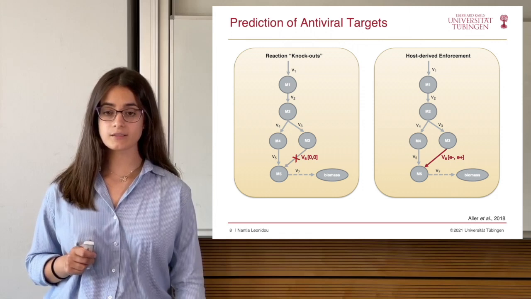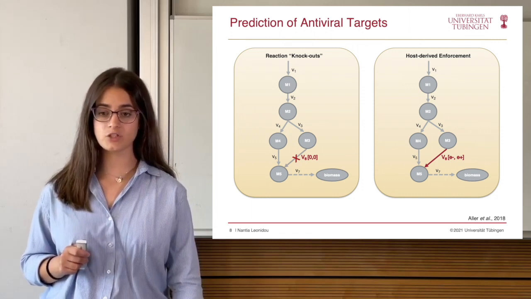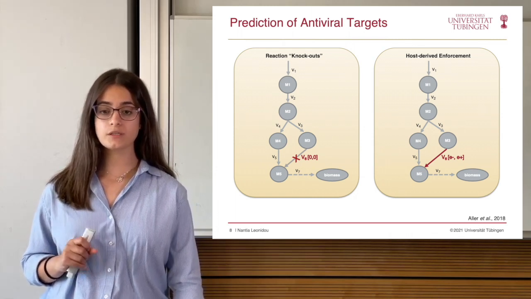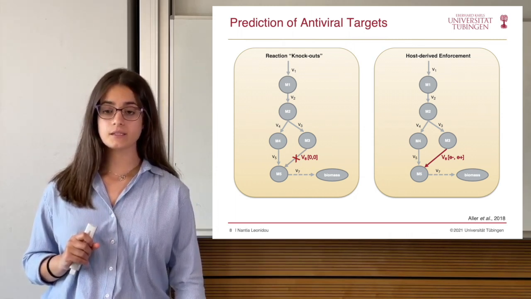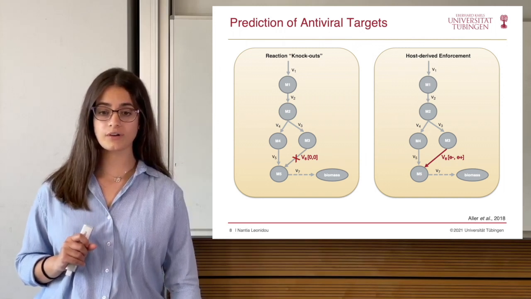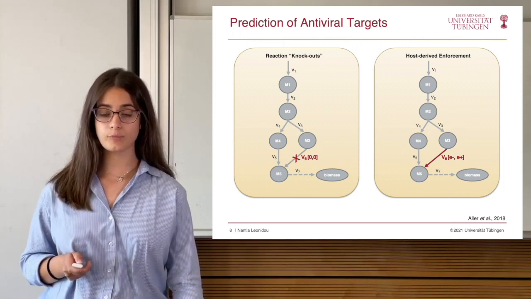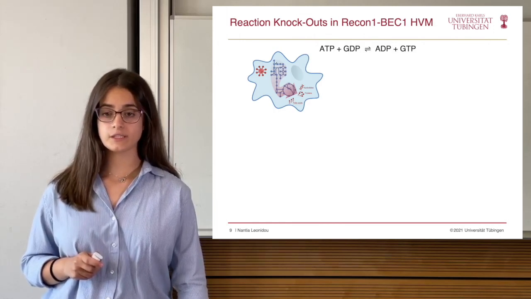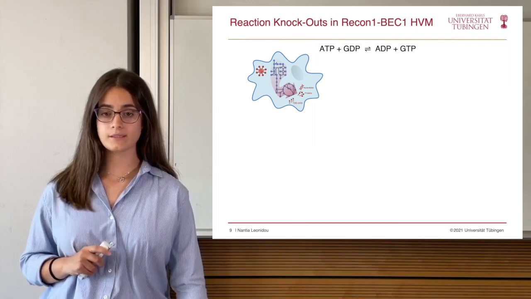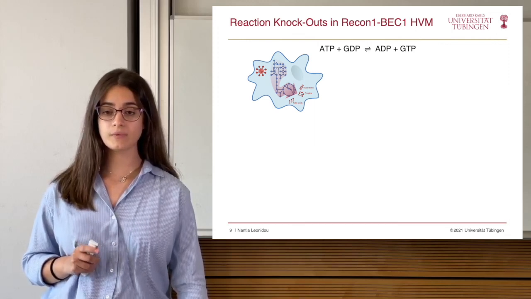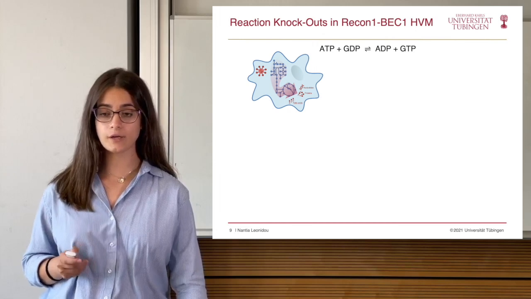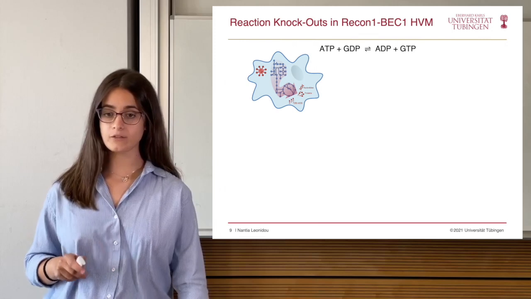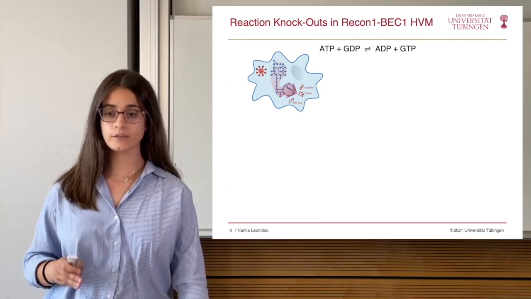Here the reaction fluxes are constrained to FEA-derived ranges, allowing the maintenance of the host optimal state while reducing the virus's growth. Thus, each reaction in the Recon1-BEC1 host virus model was analyzed using both approaches. Single reaction deletions in our integrated model revealed exactly one target enzyme that inhibits the viral growth, namely the nucleoside diphosphate kinase, or NTPK1. This enables the conversion of ATP and guanosine diphosphate to ATP and guanosine triphosphate.